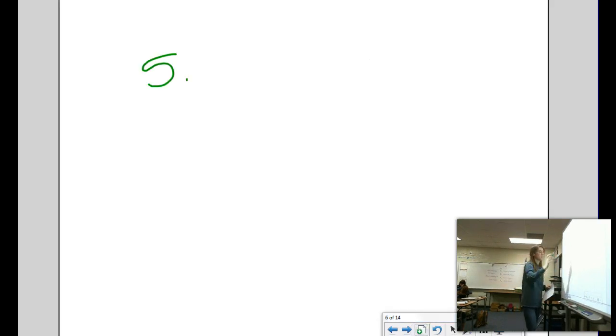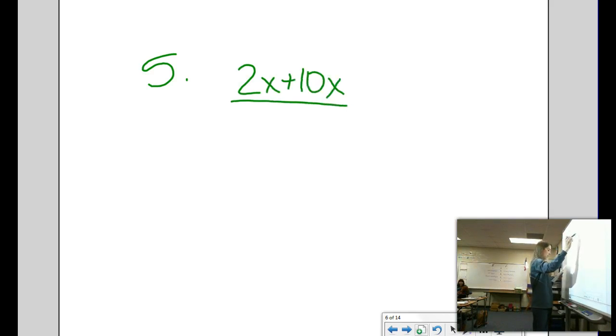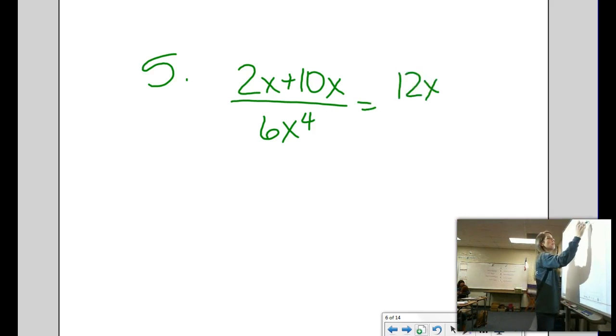Number 5. I'm going out of order. Sorry about that. Number 5. 2x plus 10 over 6x to the 4th. Well, let's combine like terms. What's our numerator? 12x. Because you cannot cross things out when you have addition. We have addition, so we cannot cross anything out. So we need to combine them. So that is 12x over 6x to the 4th.